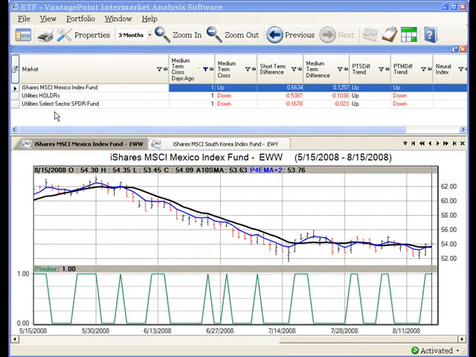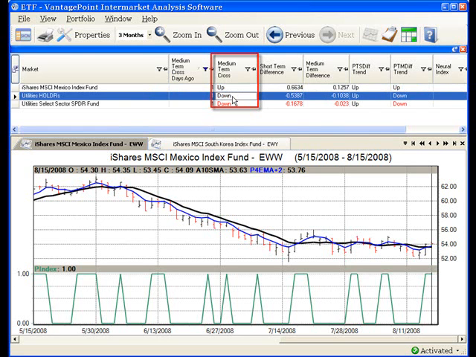The next thing I want to look at is medium-term cross. If this value is up, this means that the blue line crossed above the black line, predicting an uptrend. If this value is down, it means that the blue line crossed below the black line, predicting a downtrend.